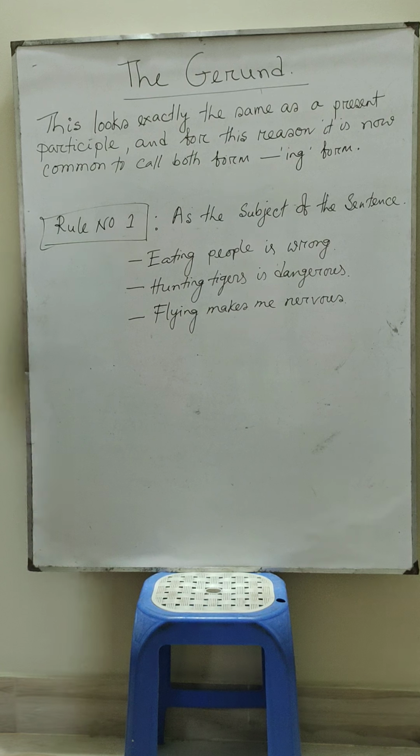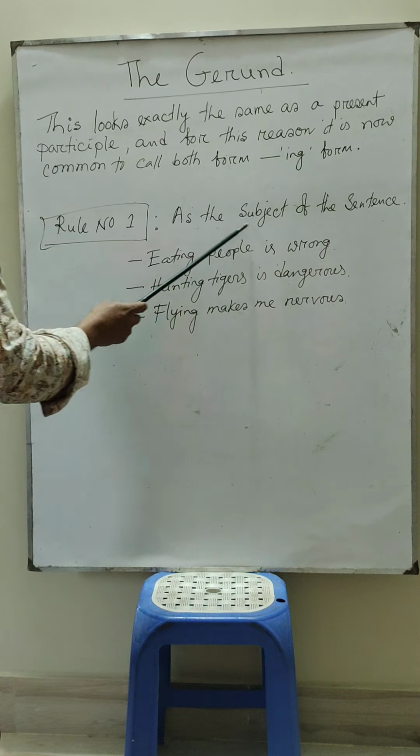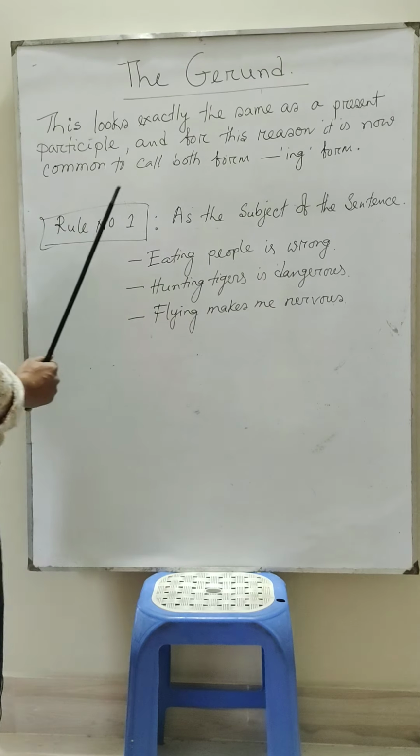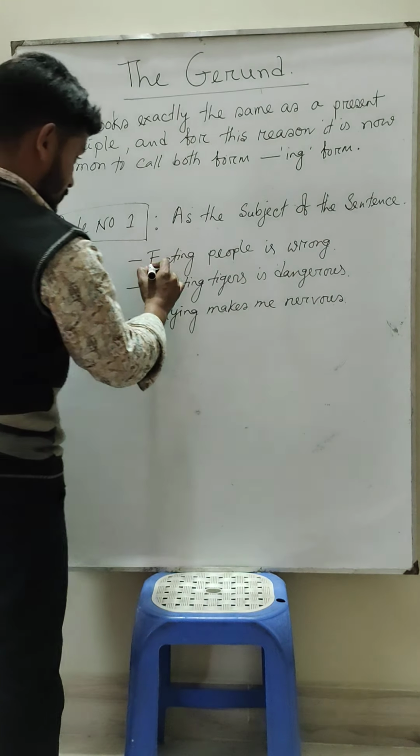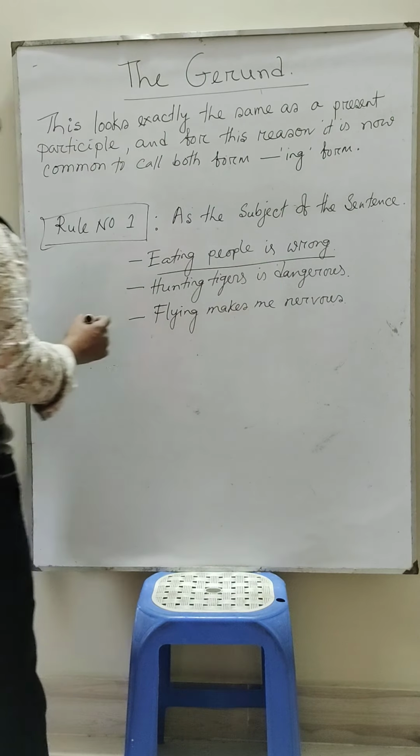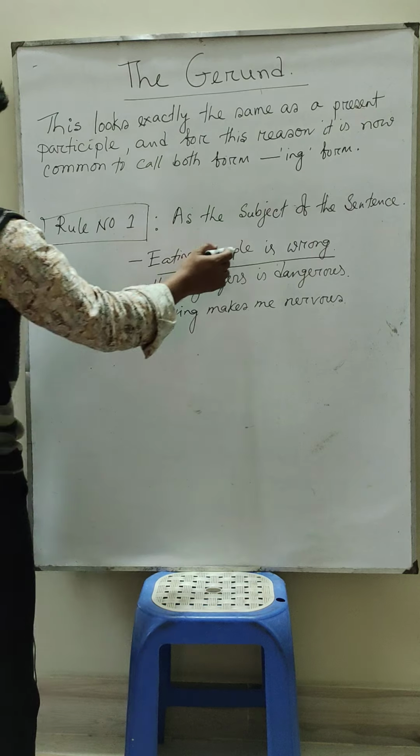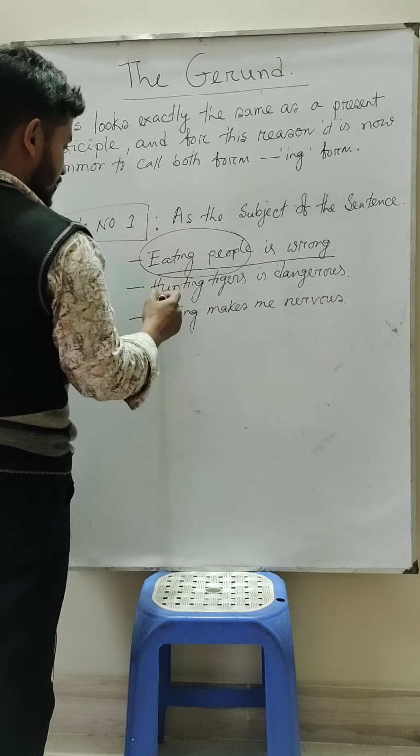The gerund always has the same function, please mind it: the gerund has the same function as a noun. That means the gerund functions as a noun, so it can be used as the subject of the sentence. You see which is the subject of this sentence. Eating people is wrong. Here eating people is the subject.